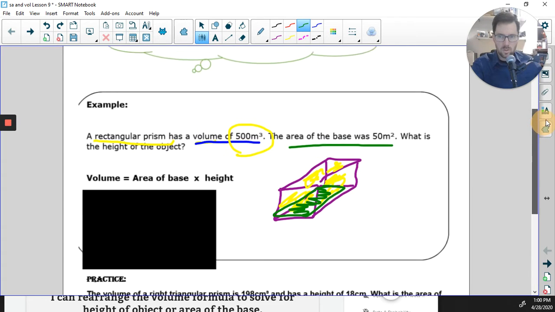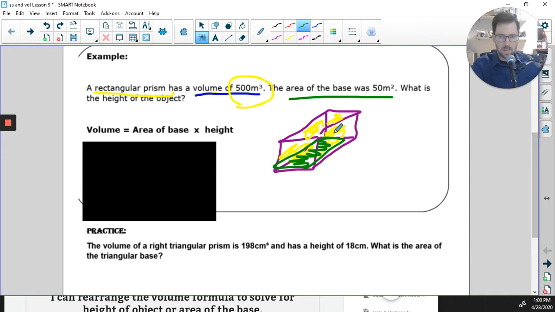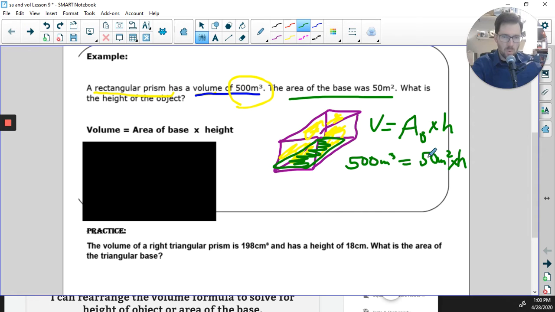What was the height? Let's look back up here. Volume equals area of the base times height. So in this one, what do we know? We know that the volume is 500 meters cubed. So let's write that in. 500 meters cubed equals the area of the base, which we know is 50 meters squared, times, what's the height? We don't know. H. Okay, awesome. So now we've got stuff on both sides of the equal sign.